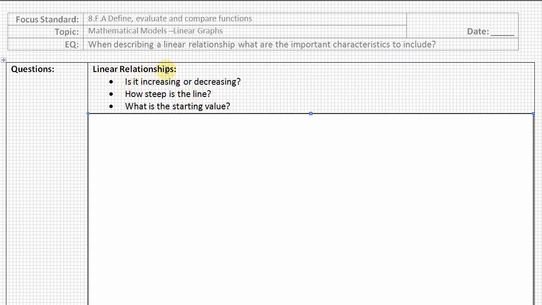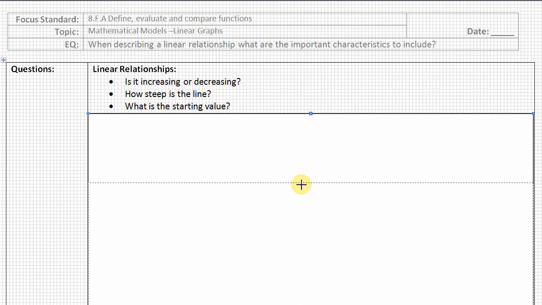So with linear relationships, we basically want to ask ourselves three questions. Is it increasing or decreasing? How steep is the line? And what is the starting value? By asking these three questions, we can really get a lot of information and then use that to continue to explore the mathematical model that we're looking at.